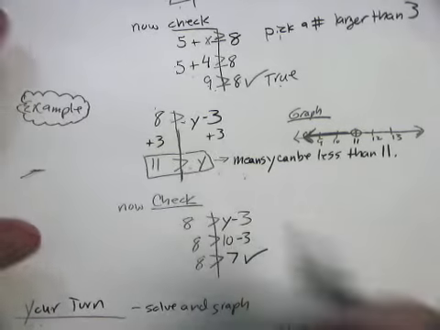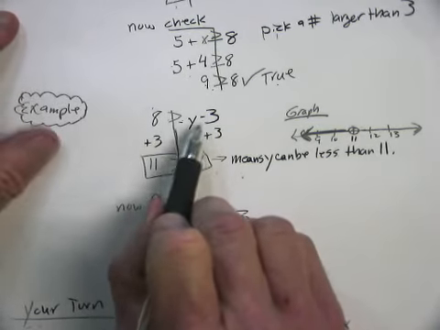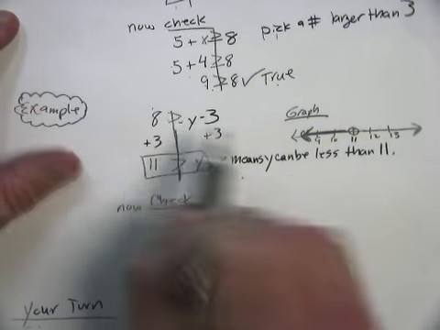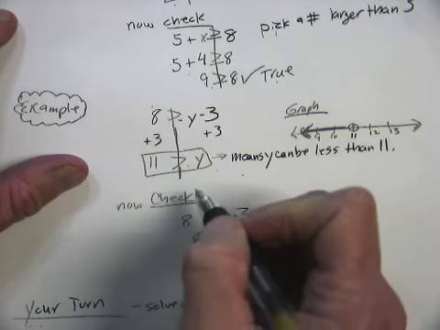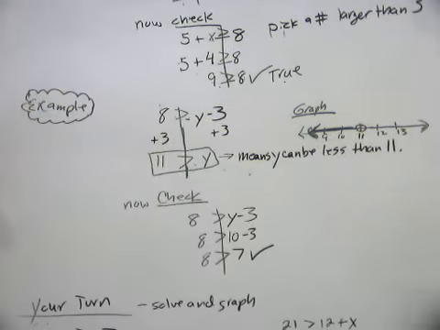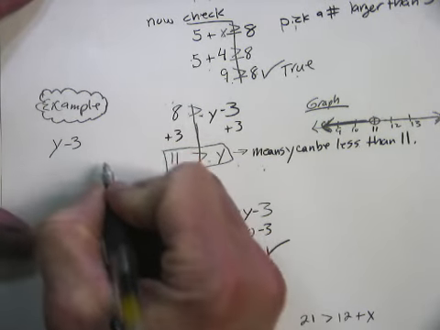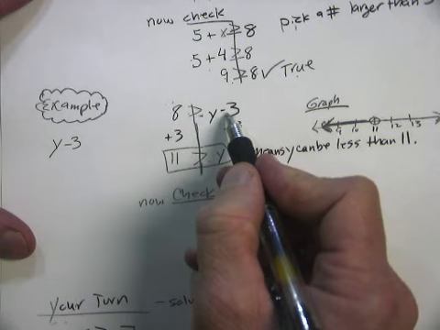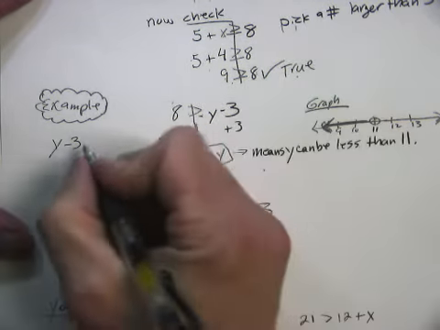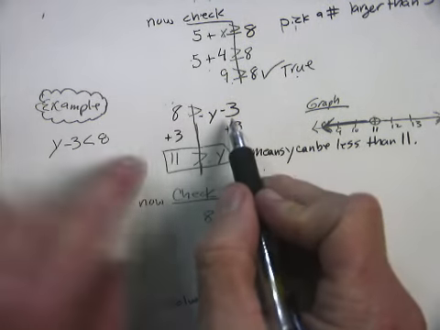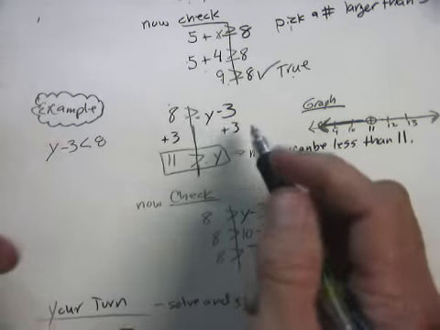Here's another example. What happens when you have the variable on the right side? This is not a negative sign right there, so this is 8 is greater than y minus 3. I can just solve it like this. If you prefer to rewrite it, that's absolutely fine. You see how the sign is open to the 8? It's kind of like it's eating the 8. If you're going to flip the 8 and the y minus 3, like we talked about yesterday, you've got to flip the sign.